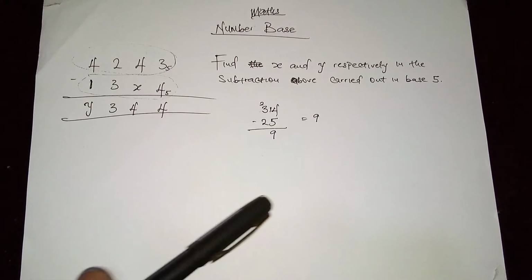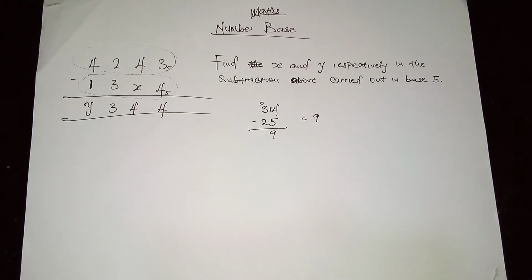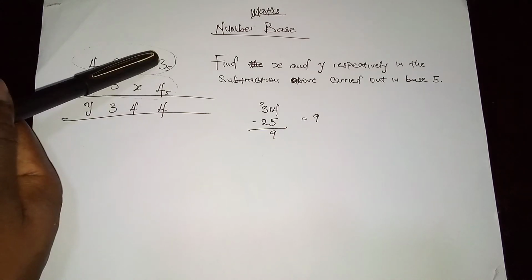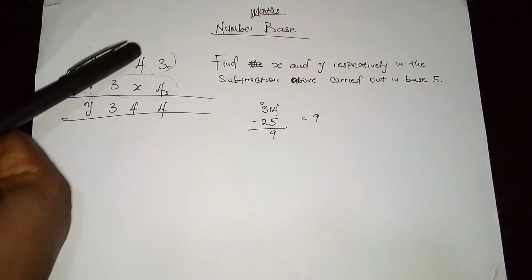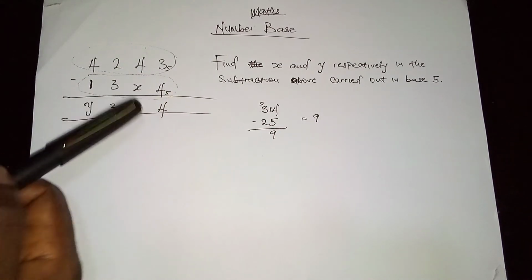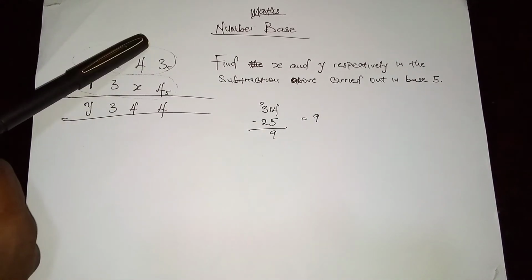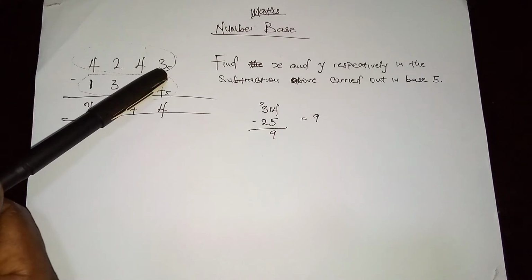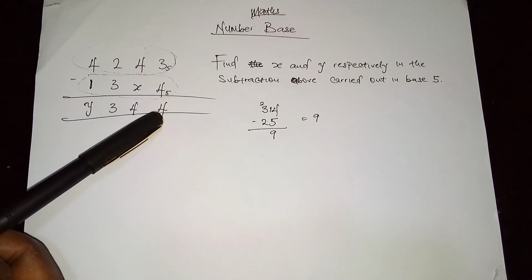Now we are going to apply this system into this problem that we have. Now we have 3 minus 4, which is impossible because 4 is greater than 3. We have to borrow 1 from the next number here. So when we borrow 1, that 1 we borrowed is equal to 5, which is the base, because the subtraction was carried out in base 5. So each 1 we borrow, we are borrowing 5. If you add 5 to this 3, we obtain 8. 8 minus 4 is 4.